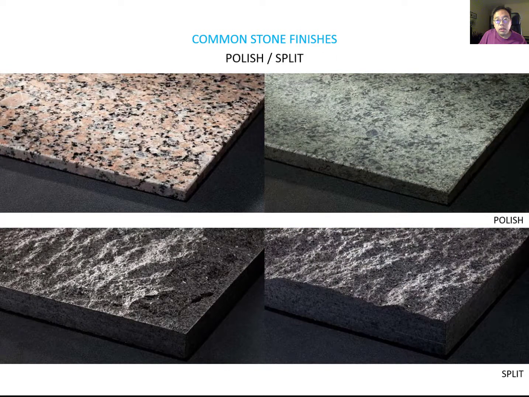Next one, this is polished, and the bottom two images are split. The polished has a highly reflective surface. It displays the vibrancy of the stone color. But split has a broken or split looking surface. It has a very rough texture. So when you want to bring out more stone color, you can consider using the polish. But when you want a rougher texture, you can consider using the split.